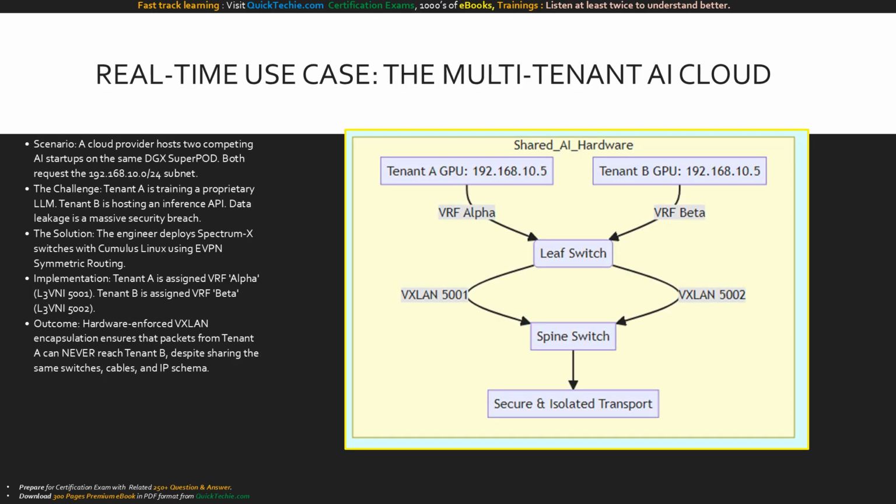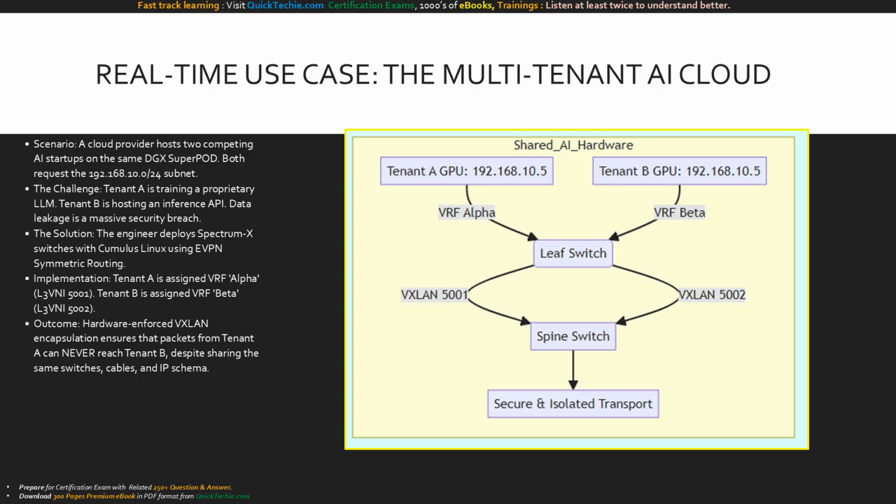Imagine you operate a cloud hosting environment on an NVIDIA DGX SuperPod. You have two competing AI startups as clients. Tenant A is training a highly confidential LLM. Tenant B is running a public inference API. For their internal orchestration, both tenants mandate using the 192.168.10.0/24 IP subnet. How do you allow this without data leakage?